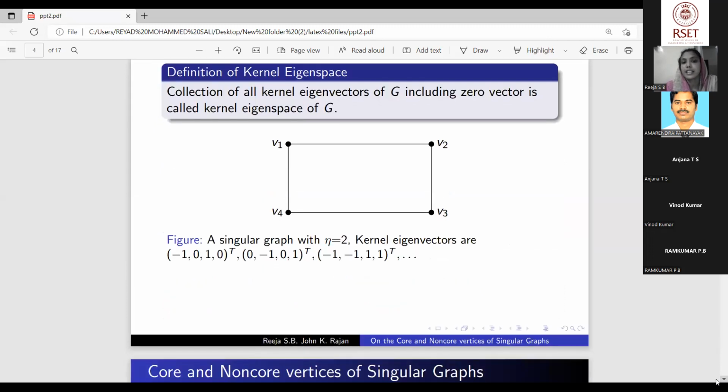Definition of kernel eigenspace. The collection of all kernel eigenvectors of G, including the 0 vector, is called the kernel eigenspace of G. Consider this figure. This graph is a singular graph with a nullity 2. Kernel eigenvectors are (-1, 1, 0, 1, 0) transpose, (0, -1, 0, 1) transpose, (-1, -1, 1, 1) transpose, etc.